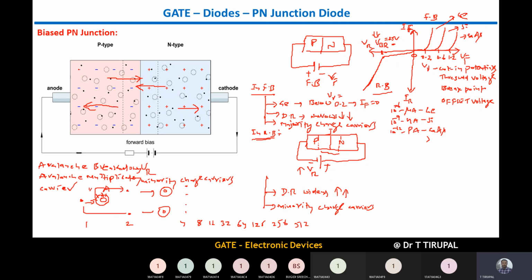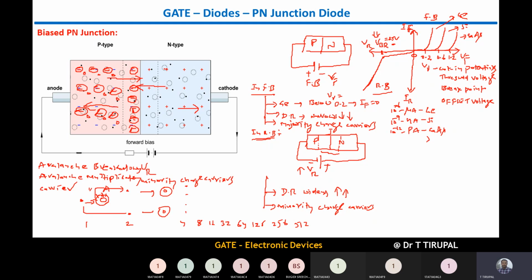Suppose, for example, this complete thing is a donor ion, which is having a hole. Likewise, wherever you see a donor ion, a hole will be present, as we explained in the last class. But what is present here in the depletion region? Only ions. What are these ions called? Immobile ions, because the holes and electrons have been recombined here.